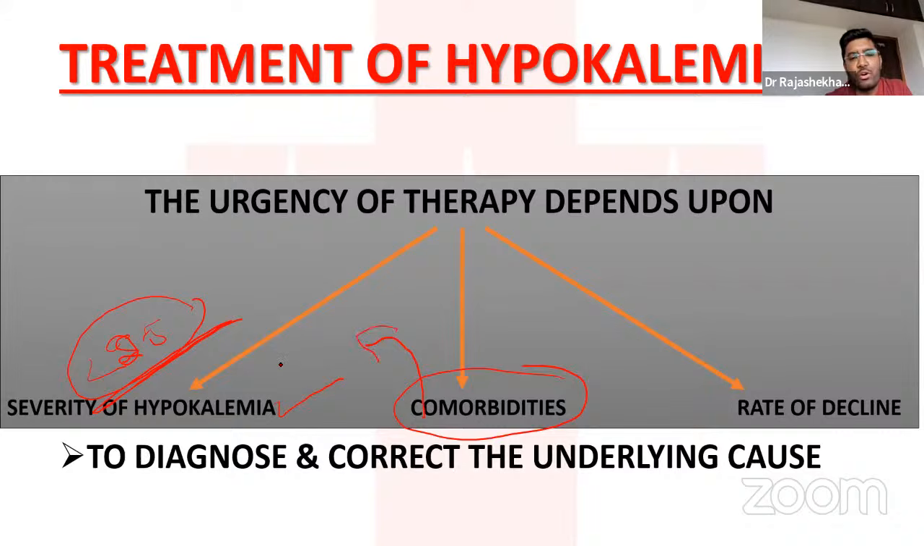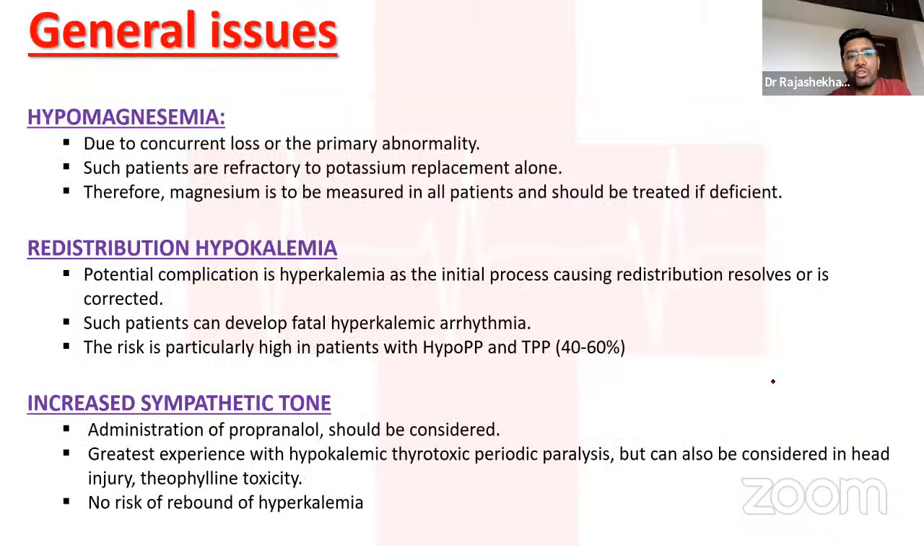If he is having any, as I told you, organic heart disease or digoxin use, it is better to correct potassium first. Then see the rate of decline. If the rate of decline is very sudden, then emergency management is also warranted in your patient.